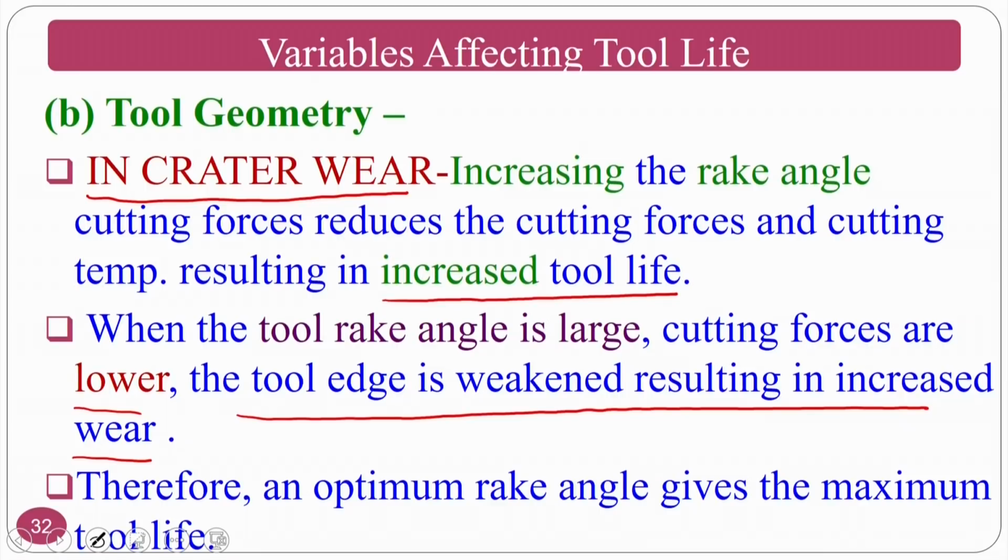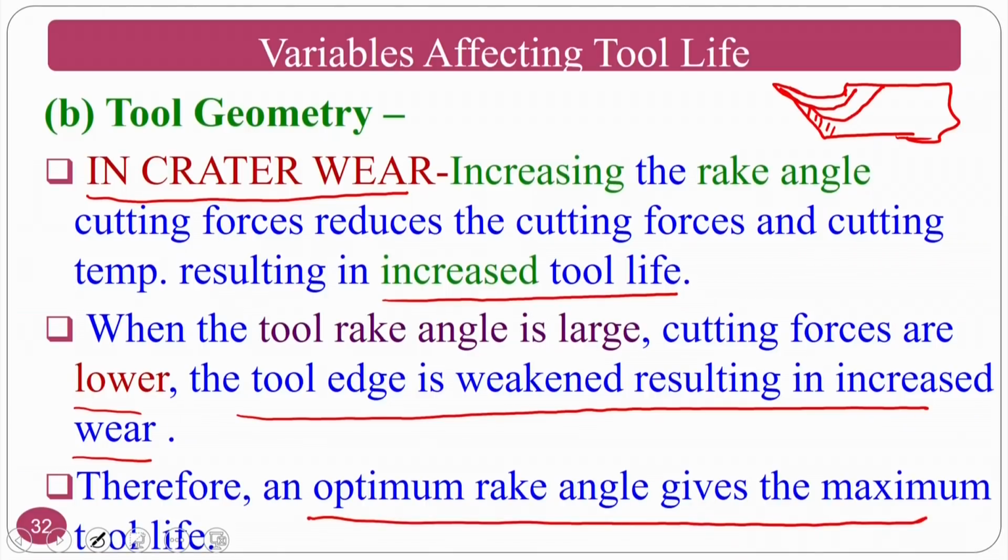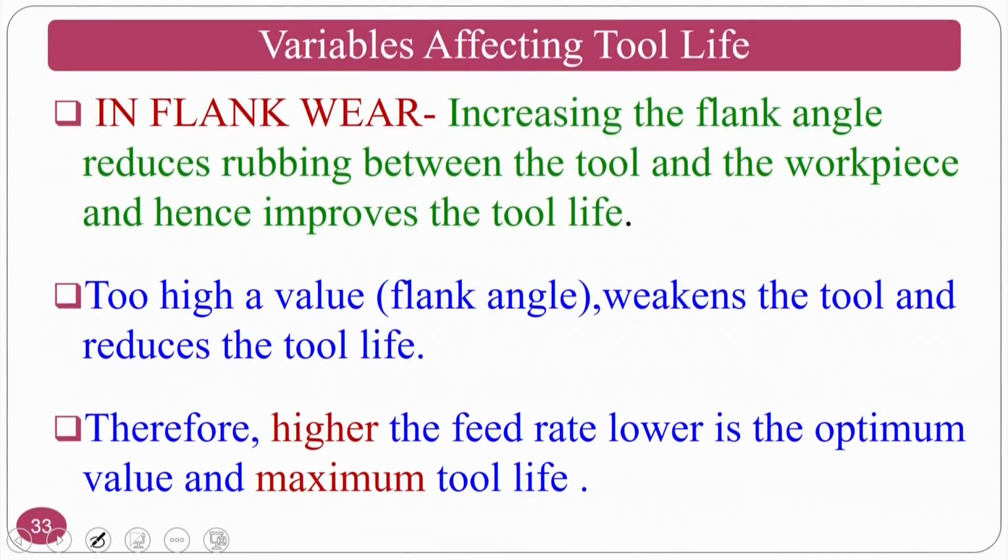Okay. Up to this is okay. I can increase it slightly. I cannot go like this. If it goes like that, then the material available to cut is very little, so it weakens the tool. That's why the optimum rake angle will give the maximum tool life. Okay. You should choose the back rake angle, or the rake angle, optimum in such a way that the tool life will be maximum. In flank wear, increasing the flank angle reduces the rubbing action between the tool and the workpiece, hence it improves the tool life.